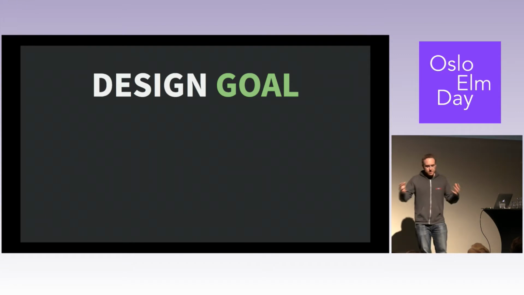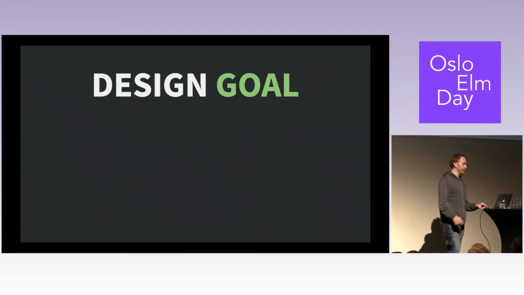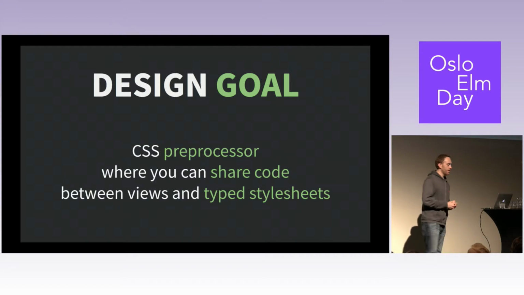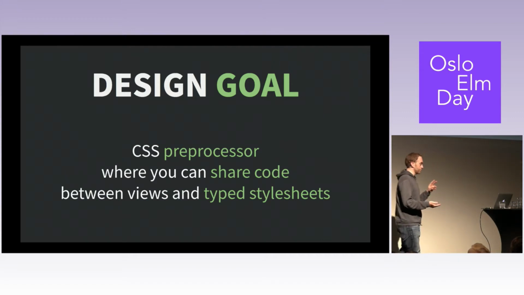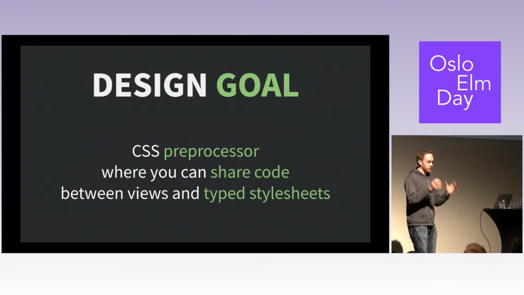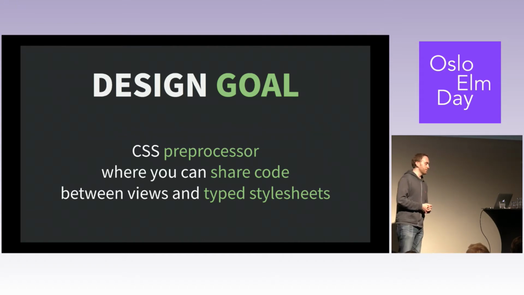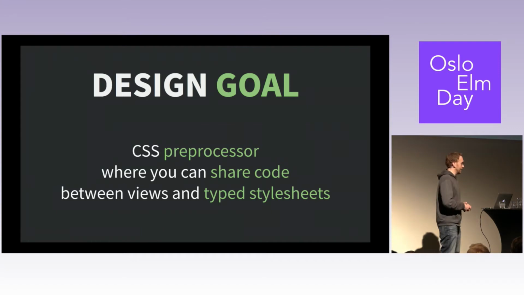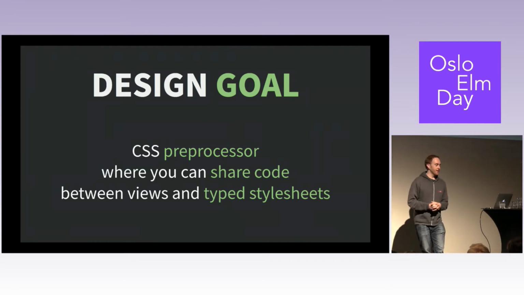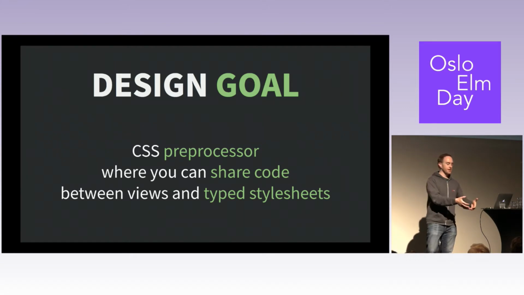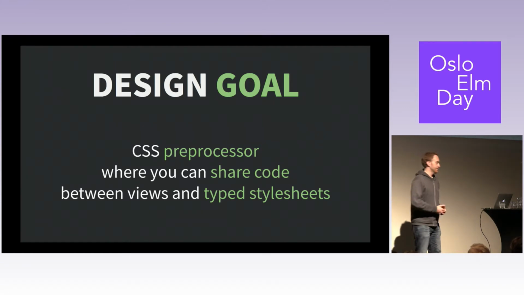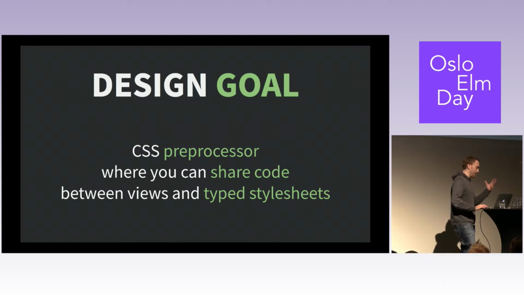So this led me to a more distilled design goal, which was basically, okay, how can I make a CSS preprocessor? The original design was just to be a preprocessor, where you can share code between views and typed style sheets. The idea was sharing code so that if I delete one of these class names that I've represented as a union type, I can be confident that it really was safe to delete. And I can have typed style sheets so that I can be sure that if I was compiling a style sheet, it would actually generate valid CSS. So this was my distilled design goal after thinking about this a little bit.